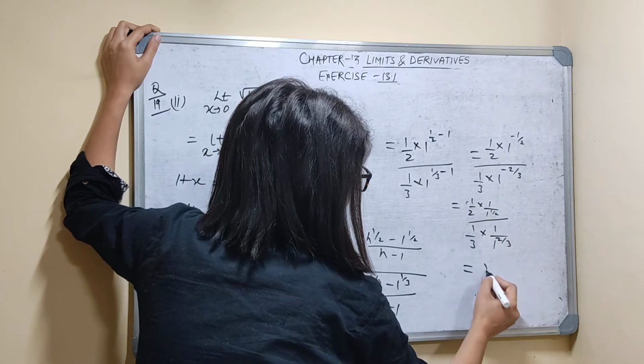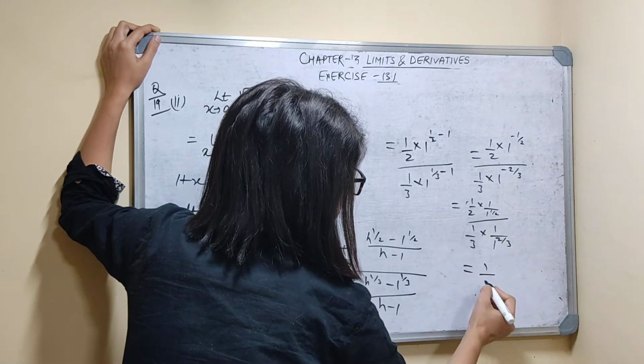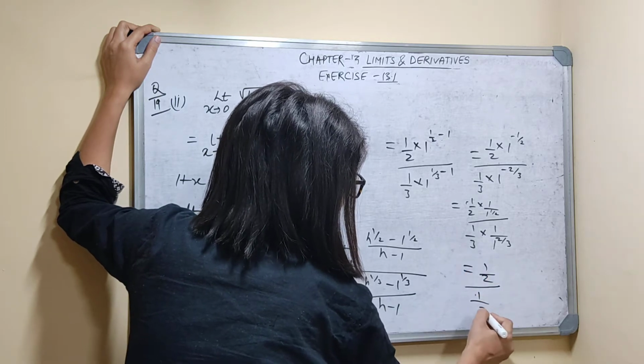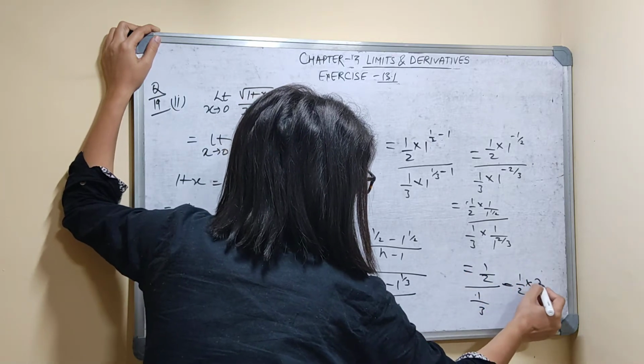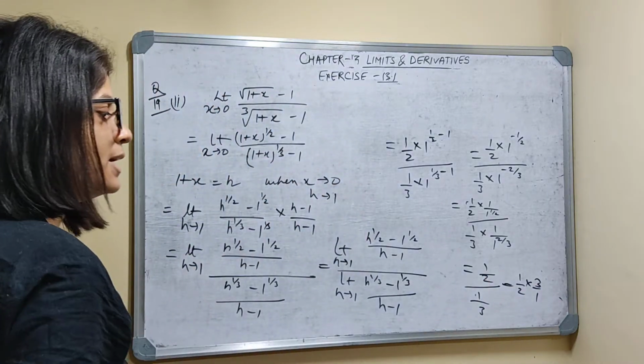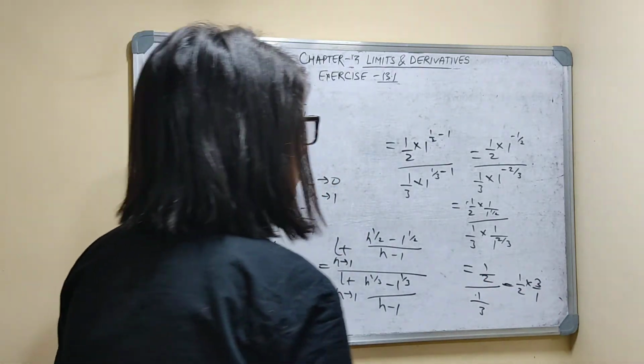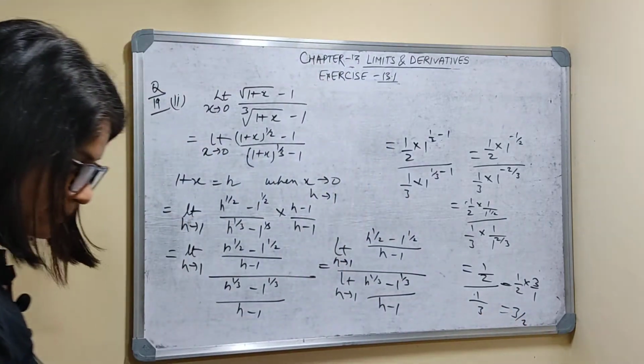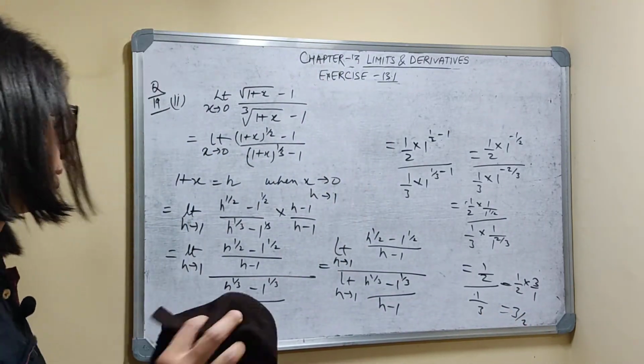So 1 upon 2 into 1 power 1 by 2, that is 2 upon 1, and 3 into 1 power 2 by 3, that is 3. So 1 upon 2 into 3 upon 1. A upon B upon C upon D, so I can write A upon B into D by C. The answer is 3 by 2. Now question number 20.